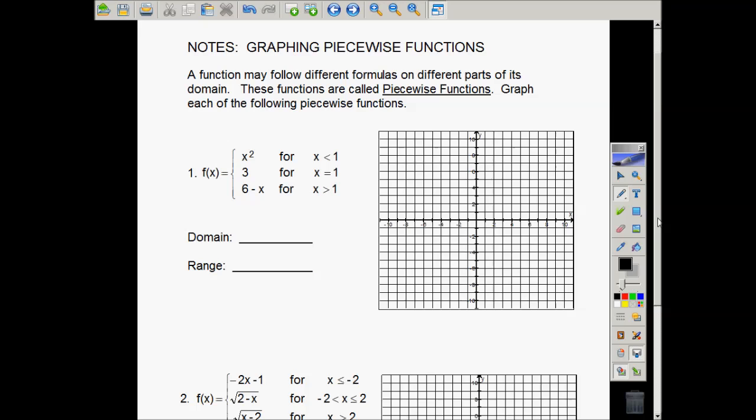Got it? So when I look here on this function, what's x squared? A parabola. So I have a piece of a parabola. What is this 3? It's linear. What kind of line? It doesn't have a slope, so a slope of 0. A horizontal line. So 3 is a horizontal line. So I have a piece of a parabola, a piece of a horizontal line, and then what's my last thing? What's 6 minus x?